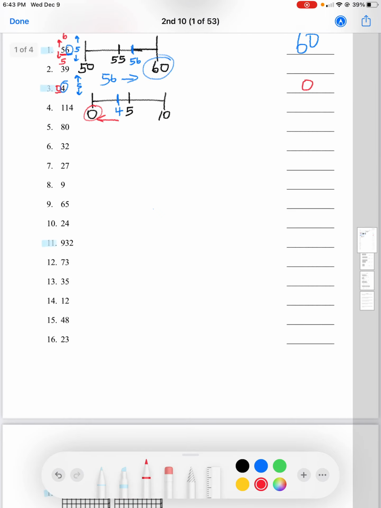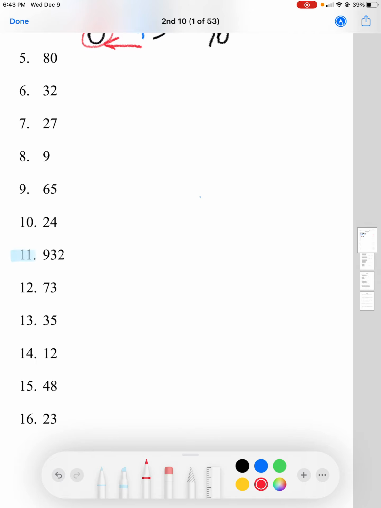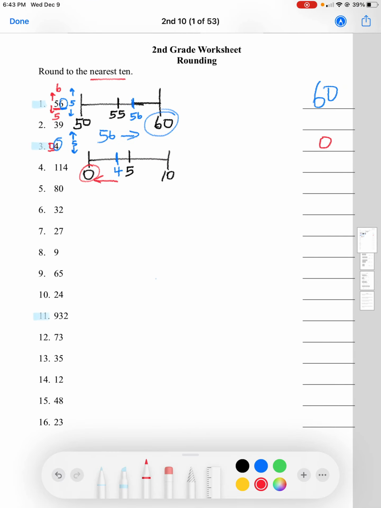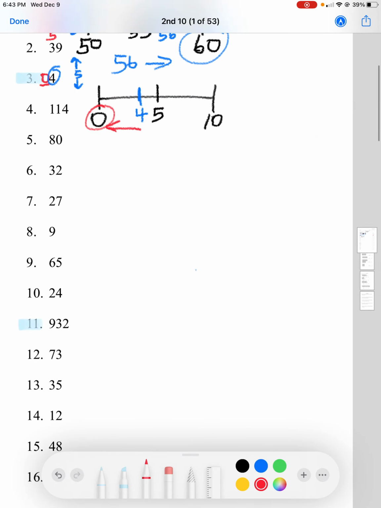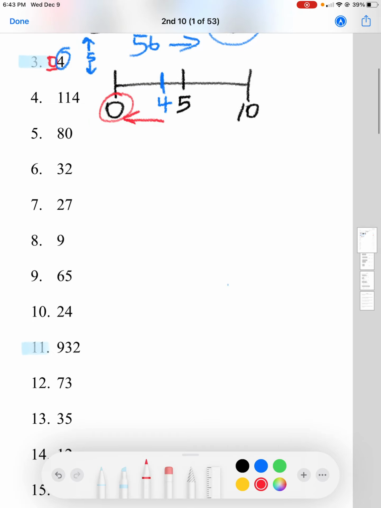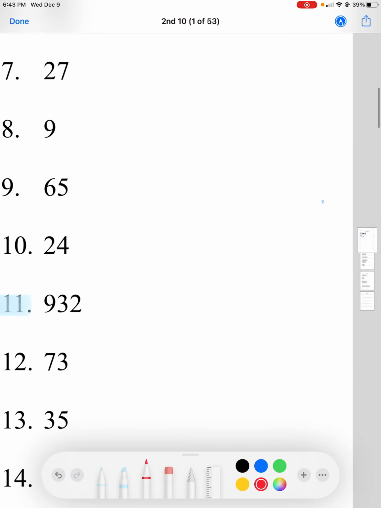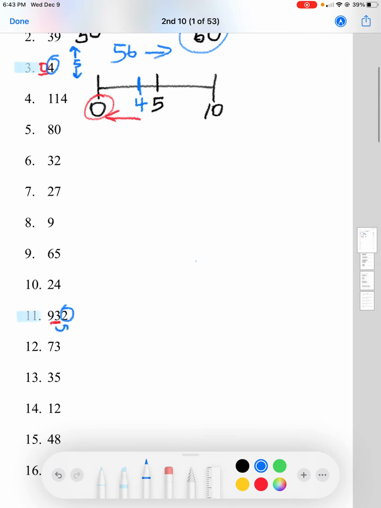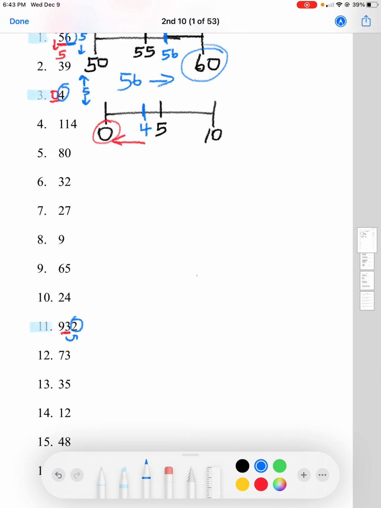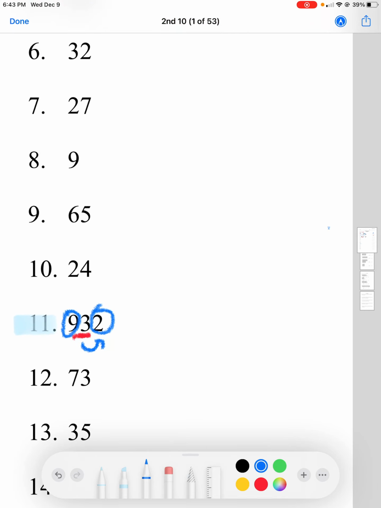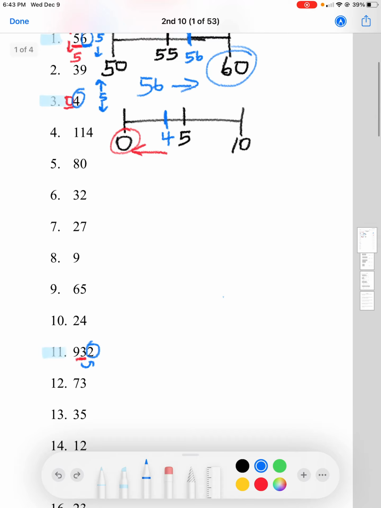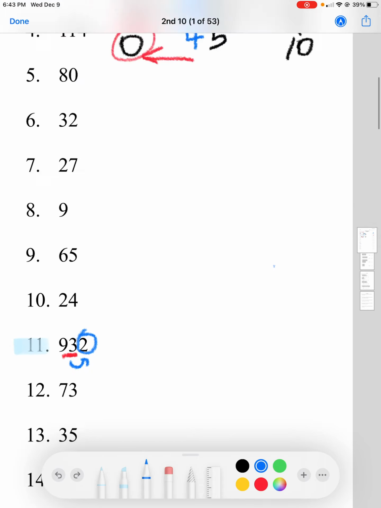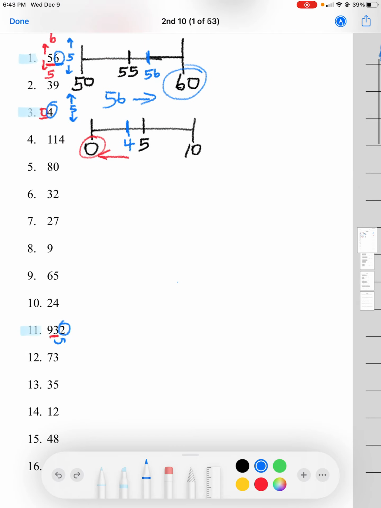In our last example on this page, number 11, we have the number 932. Now we haven't really worked with hundreds, but that's okay. We're going to be looking at the tens, the number 3, and the number to the right of that, which is the number 2. So we're going to be keeping this 9 the same because the rounding in these two numbers isn't going to affect the 9. So let's draw a number line.